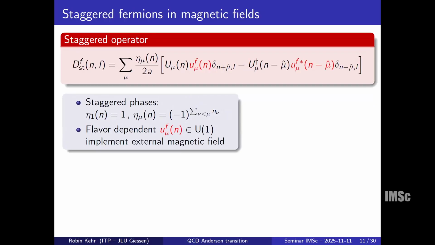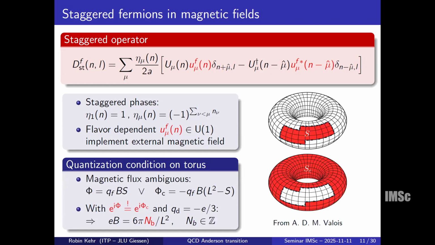So far the explanation was for our first setup. This is for the second setup now, where we employ staggered fermions, however, in a magnetic field. That means we have to insert these U(1) link variables here to implement the magnetic field. Apart from that, we have these staggered phases, so we transformed away the Dirac structure, simplifying everything, so they're really cheap. That's also why we chose them for the first study.